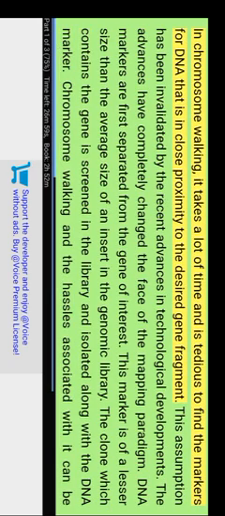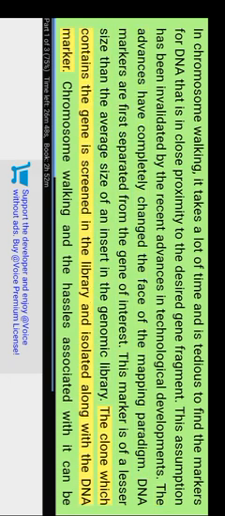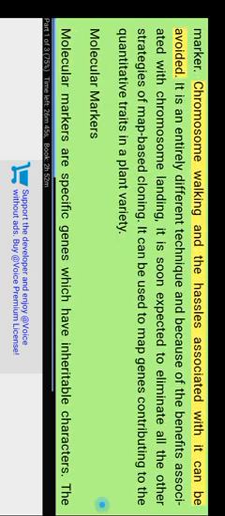In chromosome walking, it takes a lot of time and is tedious to find the markers for DNA that is in close proximity to the desired gene fragment. This assumption has been invalidated by recent technological developments. The advances have completely changed the face of the mapping paradigm. DNA markers are first separated from the gene of interest. This marker is of a lesser size than the average size of an insert in the genomic library. The clone which contains the gene is screened in the library and isolated along with the DNA marker. Chromosome walking and the hassles associated with it can be avoided.